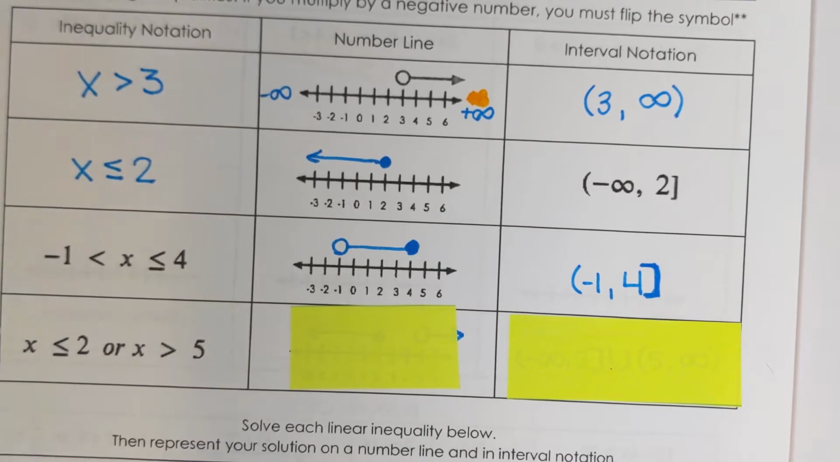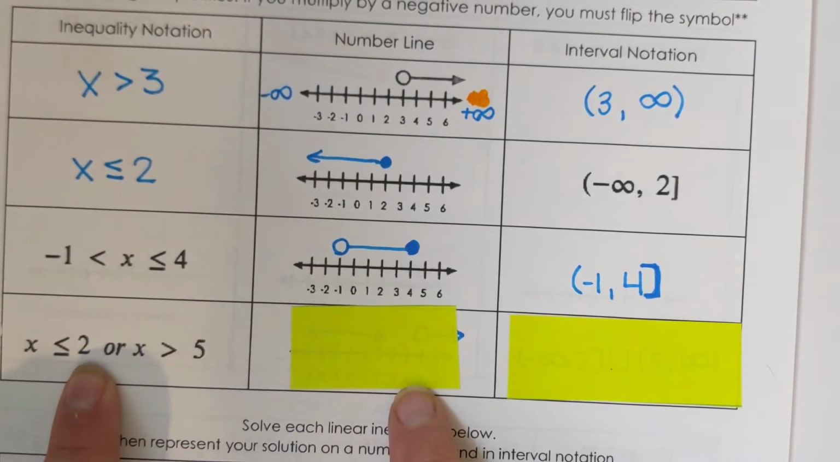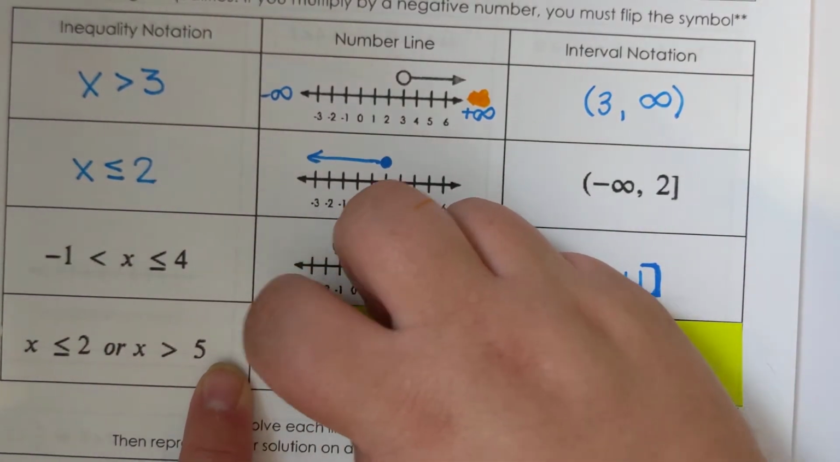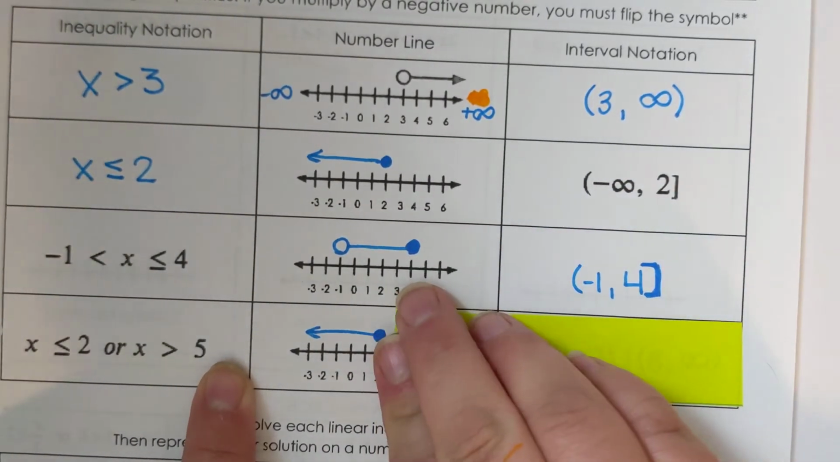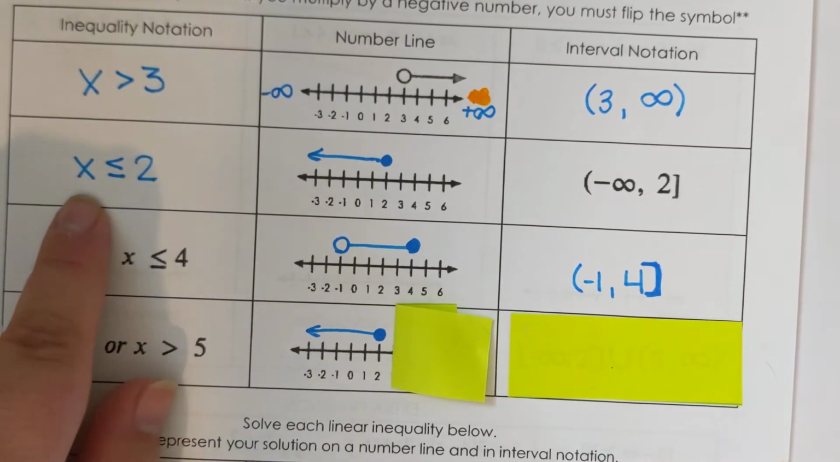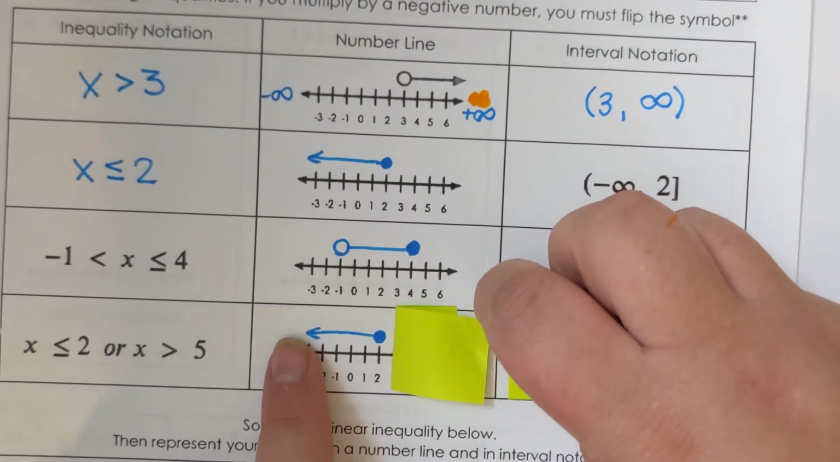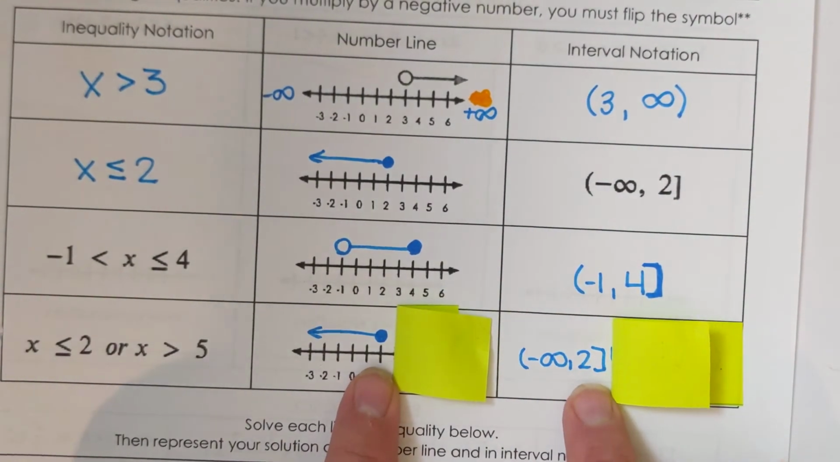Okay, and then at the very end, it says x is less than or equal to 2 or greater than 5. So for the less than or equal to 2, we're going to start at 2 and go to the left. Kind of like we did on this one. It's the exact same start. Okay, so then we go from -infinity on the left all the way up to 2. And the 2 gets a bracket because it's a closed circle.